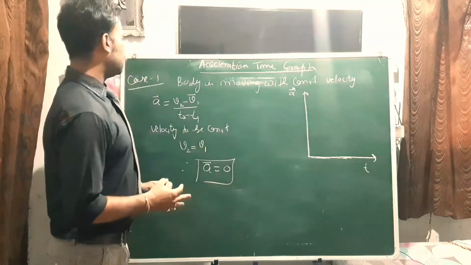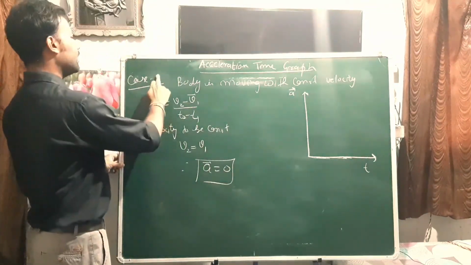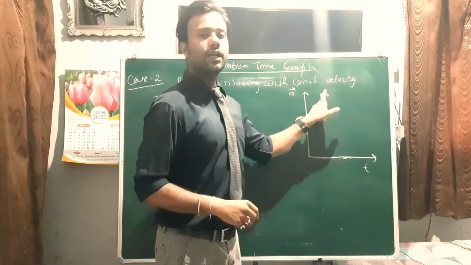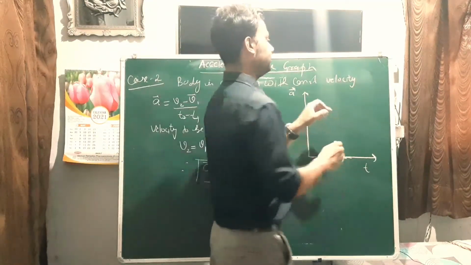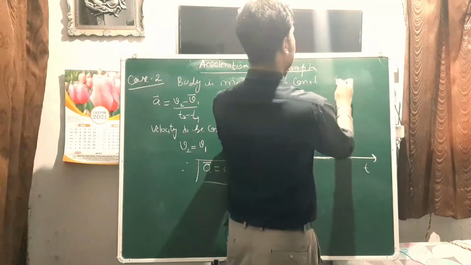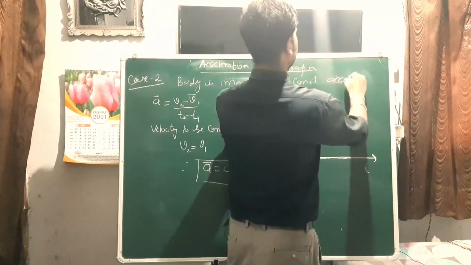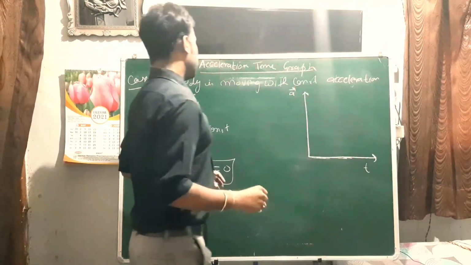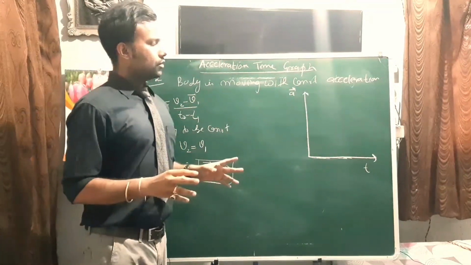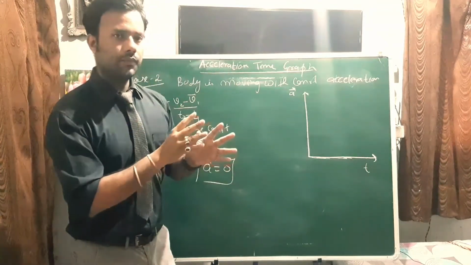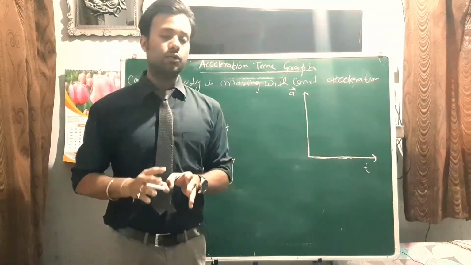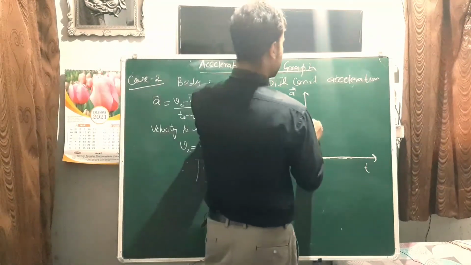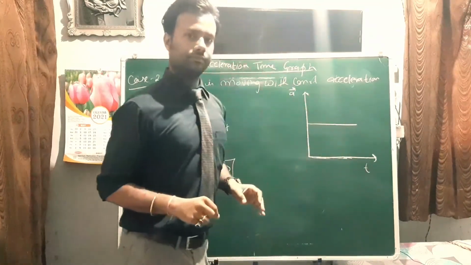What is the second case? The second case is quite simple. When the body is moving with constant acceleration this time. Like in the previous example, the velocity was constant, so it will not change with time. So just make a straight line like this.